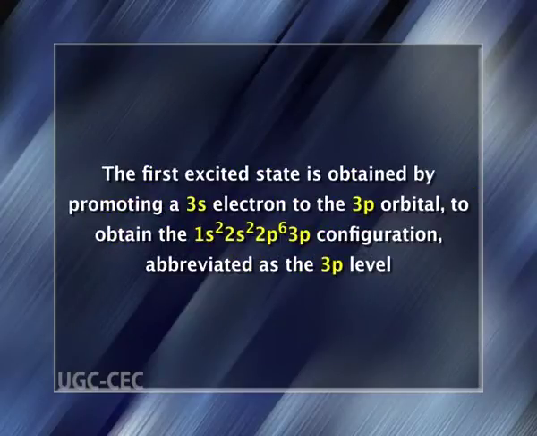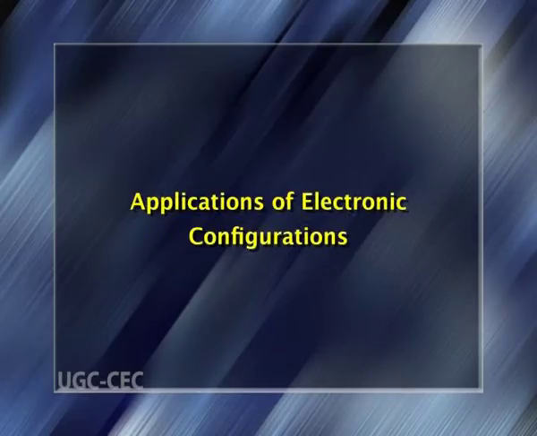The first excited state is obtained by promoting a 3s electron to the 3p orbital to obtain the 1s2, 2s2, 2p6, 3p configuration, abbreviated as the 3p level. Atoms can move from one configuration to another by absorbing or emitting energy. Now, coming to the applications.